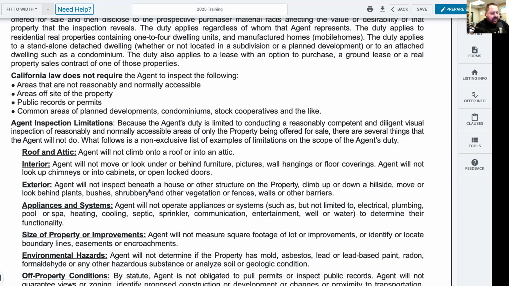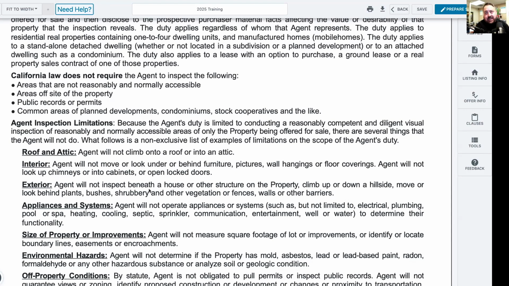So, if I need to go to a place where the door is locked and I can't access it, and I can't open locked doors, all I'm going to put is did not have access, door was locked. That's it. Exterior. Agent will not inspect beneath a house or other structure on the property, climb up or down a hillside, move or look behind plants, bushes, shrubbery, and other vegetation or fences, walls, or other barriers.